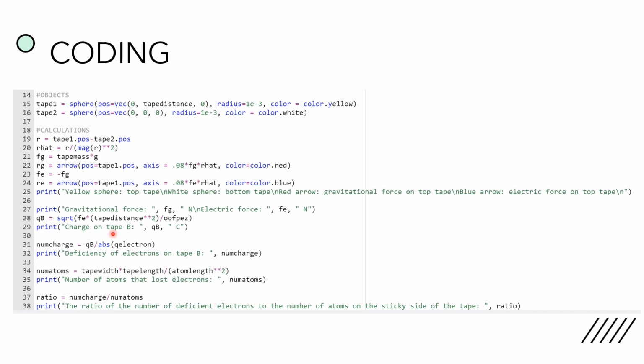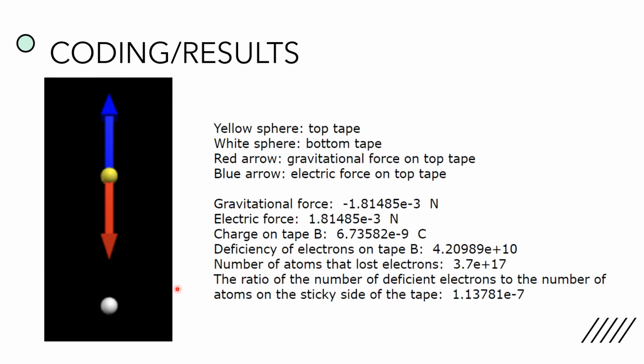So this is my code. I basically modeled the equations and the calculations that I showed earlier. I created an R vector. I found what Fg was, which is the tape's mass times G. I found what Fe was. I printed out a bunch of stuff so that the answers would be easily read. I found the charge value given by this equation. Found the number of electrons, number of atoms, and the ratio. And then this is the result. This is what I get in the window for the code, and this is what's printed out with all the various values.